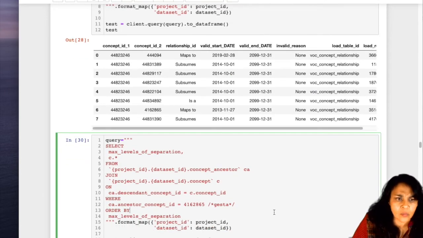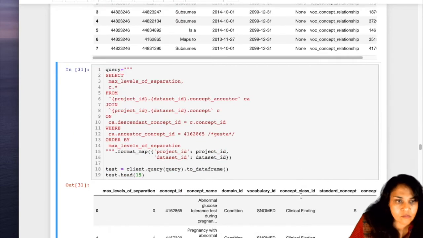I think we put it in here because somebody during the tutorials asked us, for this particular standard concept ID, which has got to do with gestational diabetes, what all is it related to? So let's go ahead and just run this query.